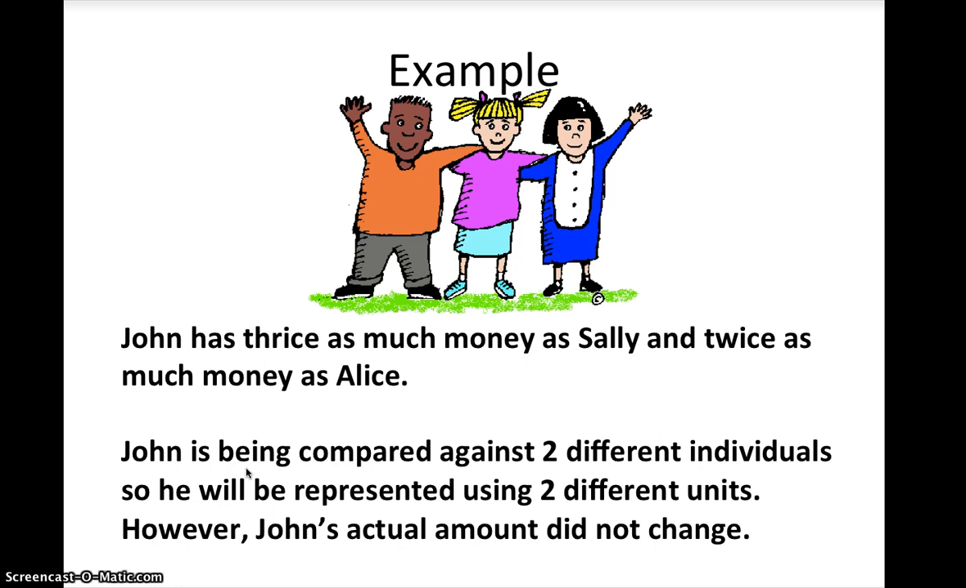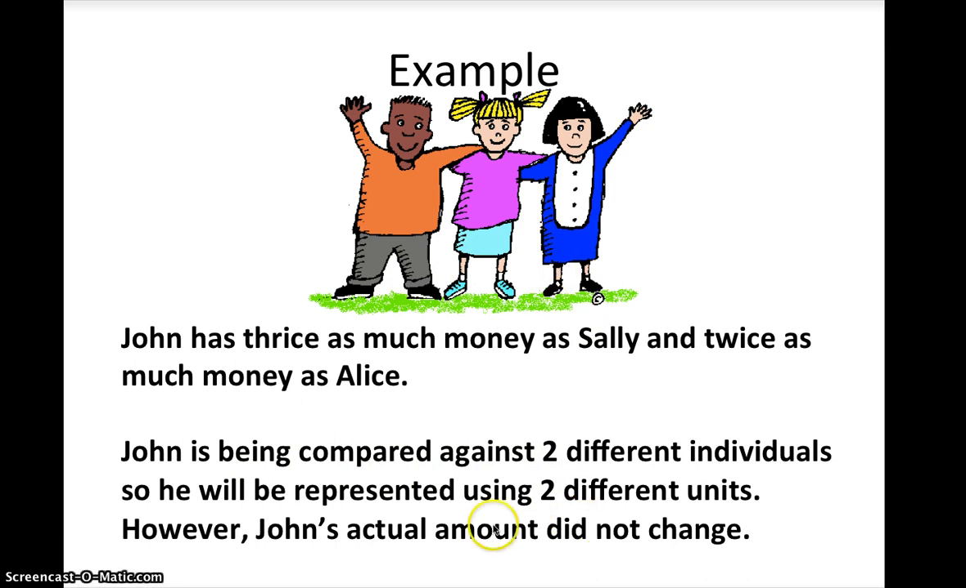Okay, so basically, if you look at this picture here, I have three people: John, Sally, and Alice. If I say that John has twice as much money as Sally, I'm comparing John and Sally. And if I say that John has twice as much as Alice, I'm comparing John and Alice. So since I'm comparing them with two different people, I will have two different types of units, right?